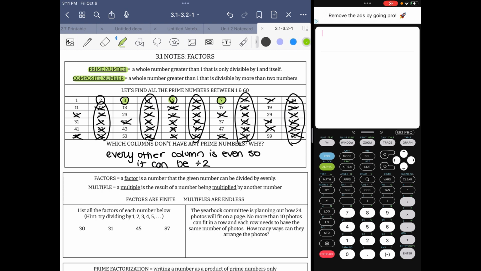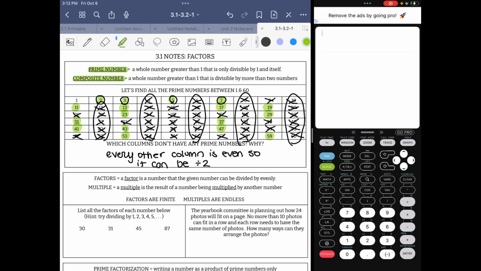So the prime numbers are 2, 3, 5, and 7 in the top row, and then 11, 13, 17, 19, 23, 29, 31 and 41, 43 and 53, 37 and 47, and 59.